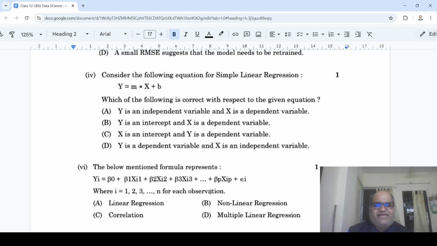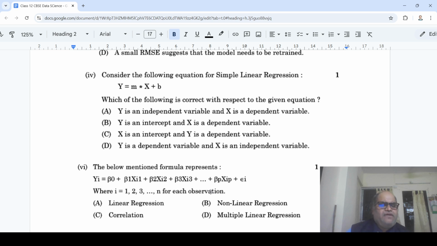Which of the following is correct with respect to the given equation? Y is an independent variable, x is a dependent variable? Y is an intercept and x is? No. What is the intercept here? B. X is an intercept? No. What is the intercept here? B. Y is a dependent variable, x is an independent variable. Yes. Y is dependent, x is independent.